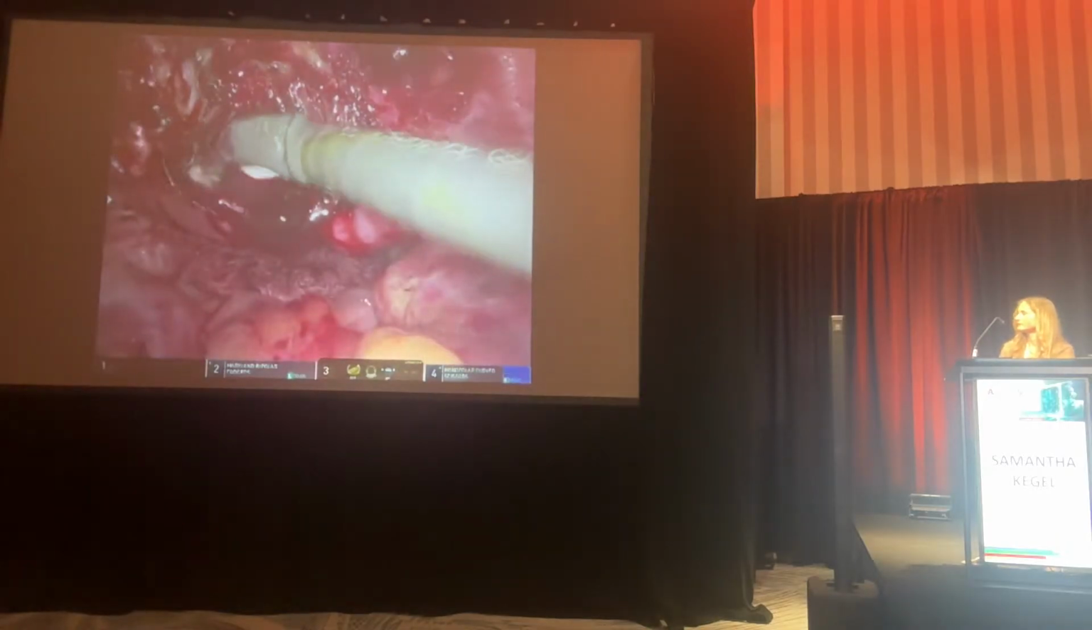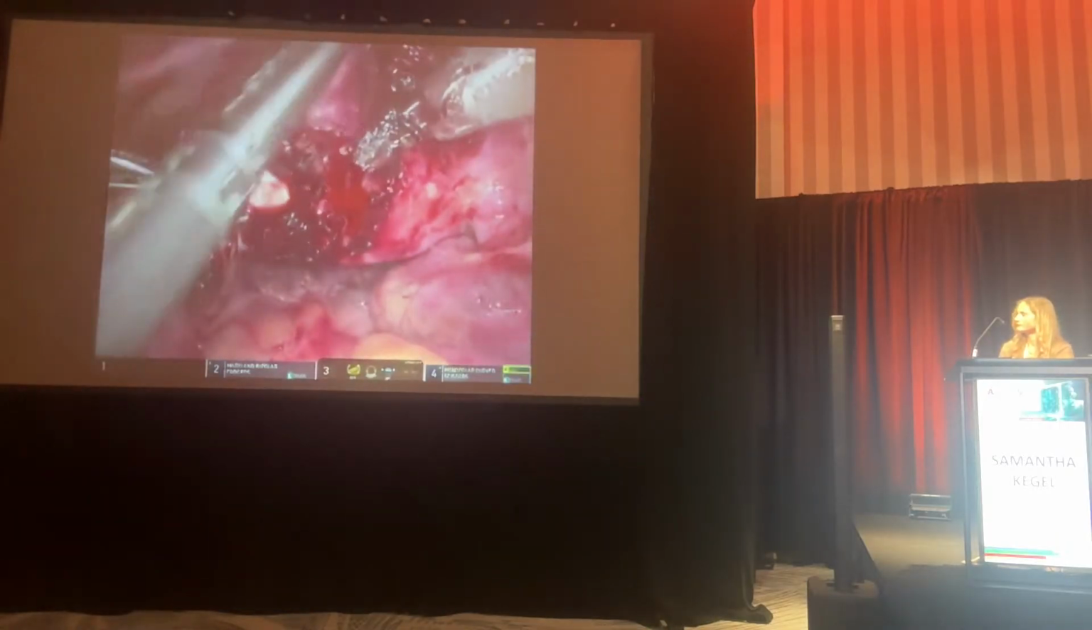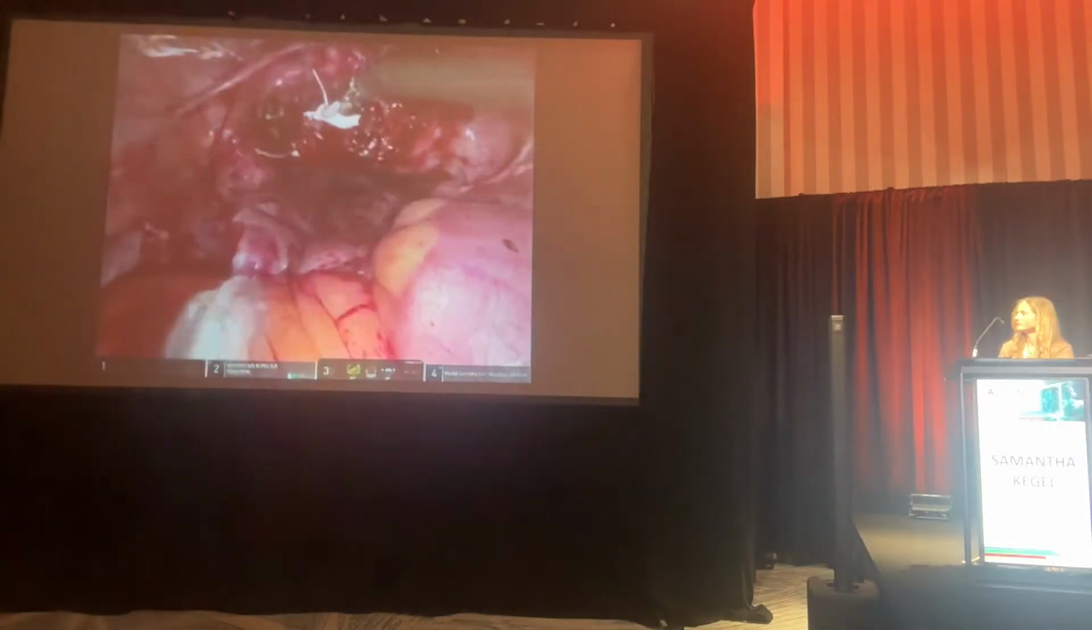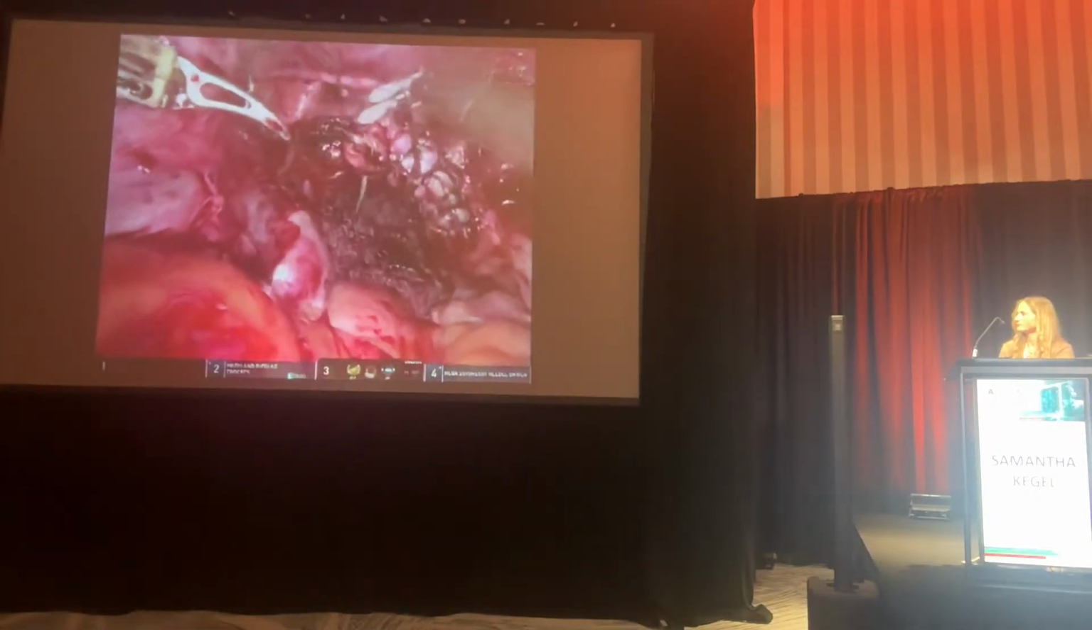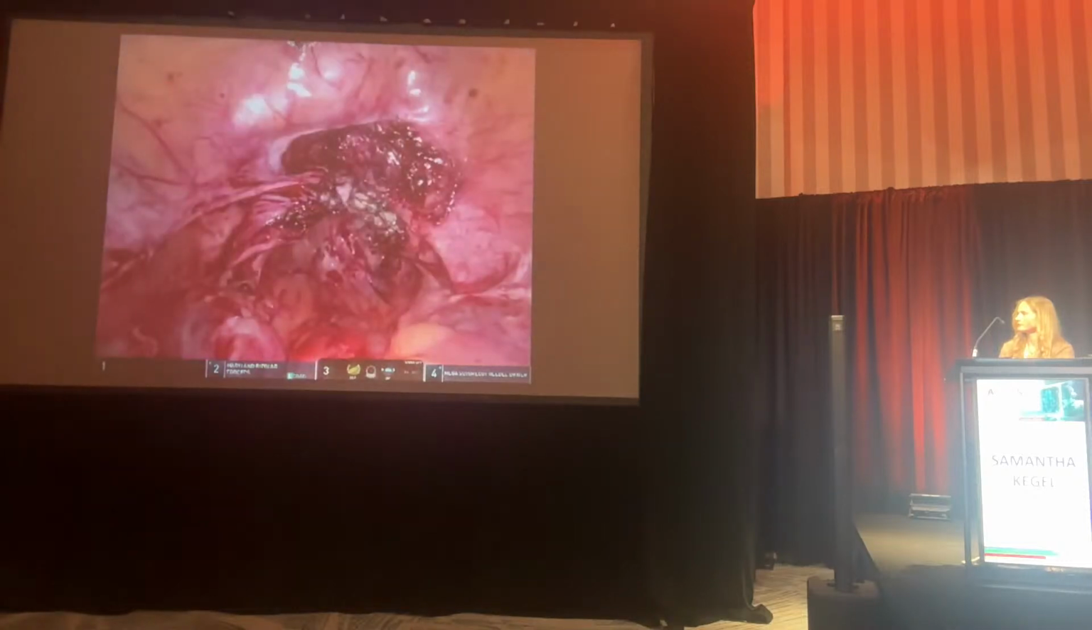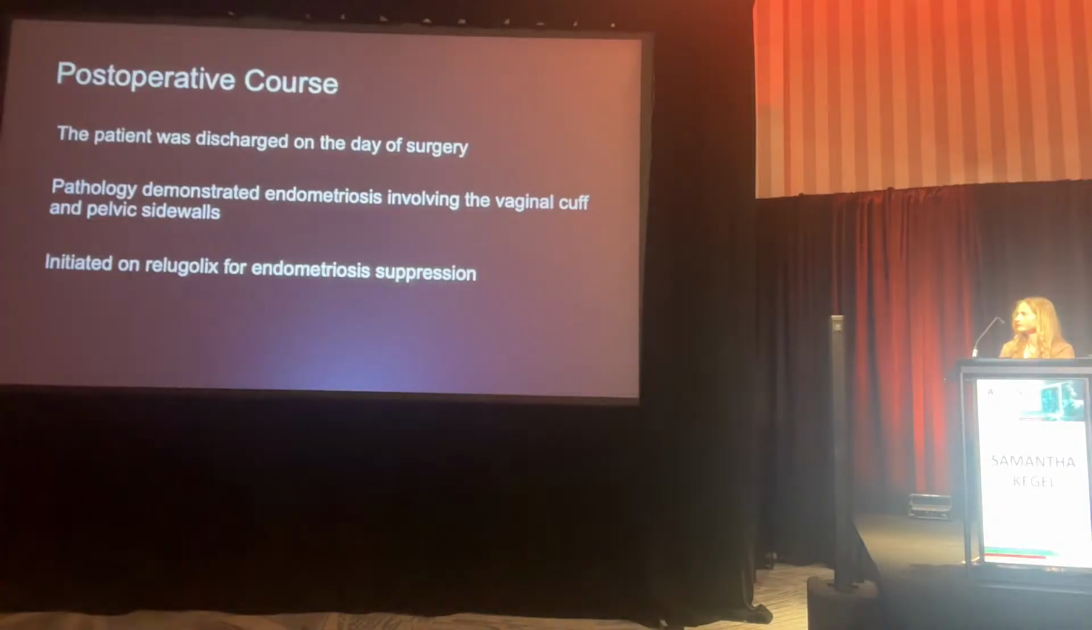Next, a wide incision was made around the previous vaginal cuff repair. This defect was then sutured in 2 layers. Cystoscopy was performed and the ureteral stents removed. Pathology demonstrated vaginal tissue as well as pelvic endometriosis.